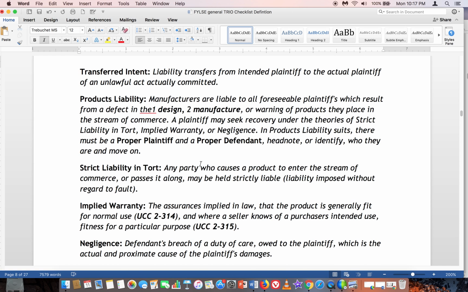But basically, with products liability, here's my little thing on products liability. Manufacturers are liable to all foreseeable plaintiffs for harm which results from a defect in the design, the manufacture, or warning on the product they place in the stream of commerce. Now, what does stream of commerce mean? It doesn't mean a stream running under your house or a sewer under your house. It just means something that's going through. Also, with products liability, a plaintiff can seek recovery under the theories of strict liability in tort, implied warranty, and negligence, and there must be a proper plaintiff and a proper defendant.